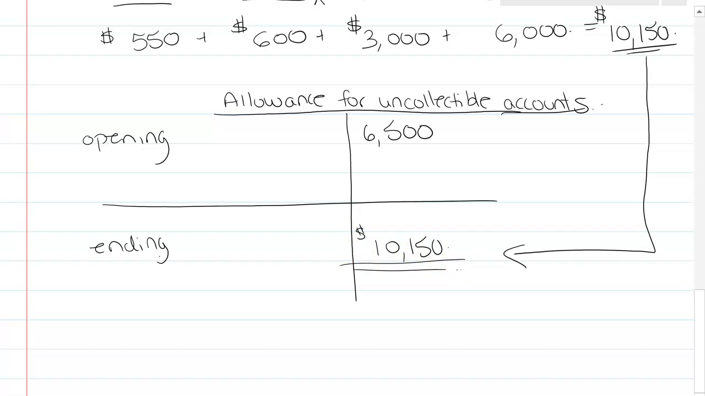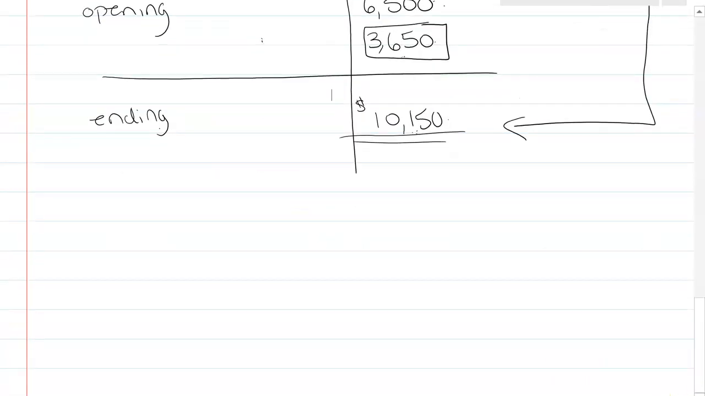So now I need to make an adjusting journal entry to bring the account from 6,500 up to 10,150. If I work backwards, I take 10,150 minus 6,500, so my adjusting journal entry needs to be 3,650. There are times where the adjusting entry needs to be on the other side, especially if the ending balance is lower than 6,500. But we'll do it this way for now.